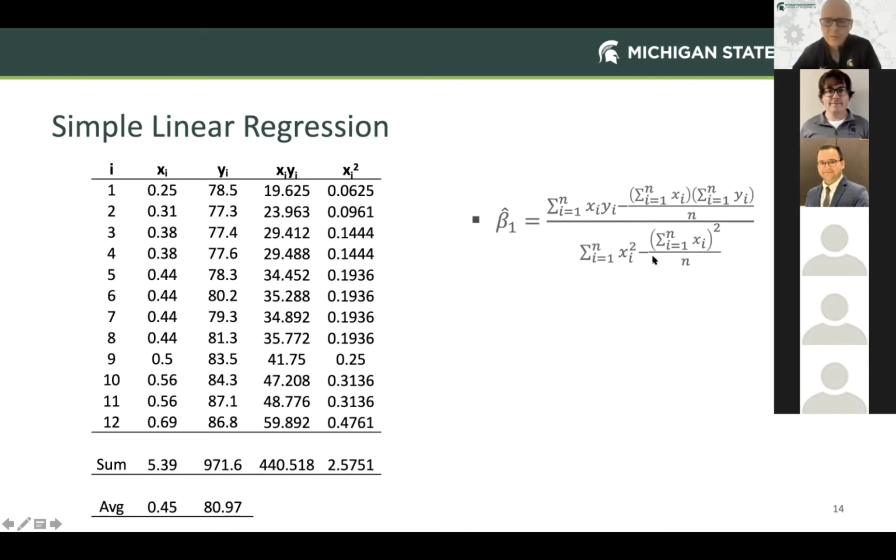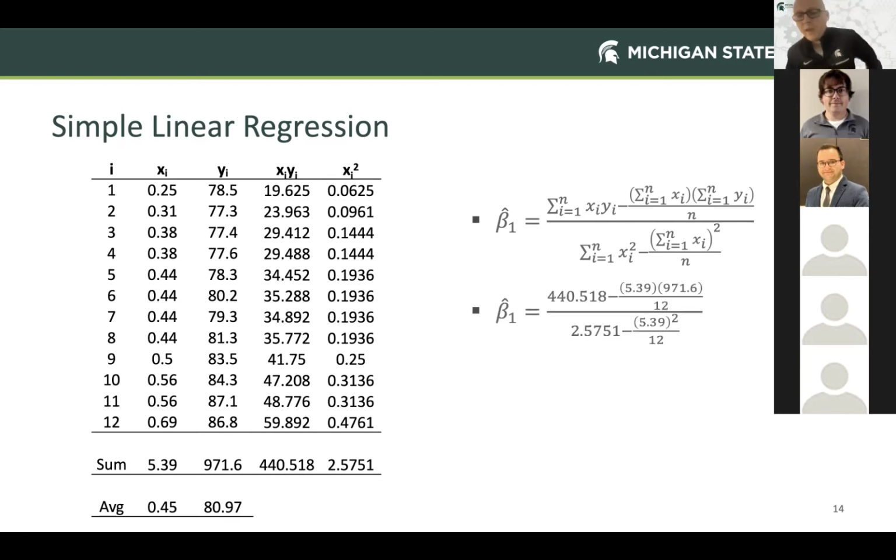And then in the denominator, we've got the sum of our xi squareds, which is this quantity right here, 2.5751. And then lastly, the sum of our x's, which we'd previously identified as 5.39, that quantity squared divided by our sample size of 12. Okay. And so working through the math here, we'll find that our slope in this case is 26.657 decibels.